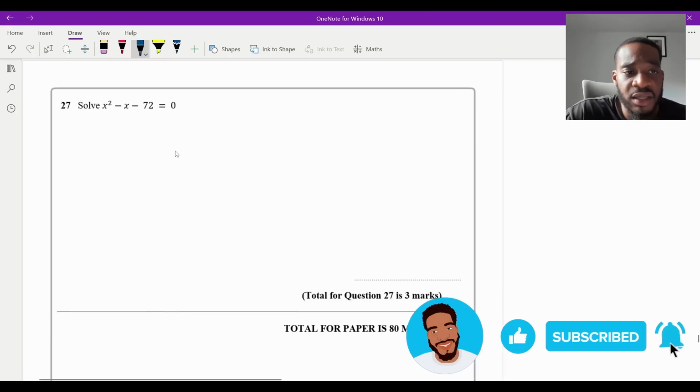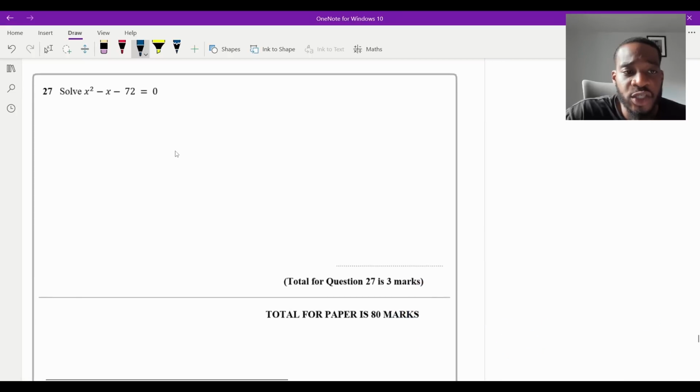Now, question 27, the last question of the paper, right? It says solve x squared minus x minus 72 is equal to 0 for 3 marks. Okay, so how do we do this? We're solving an equation. That's the first thing. Now, whenever you're solving an equation, guys, you should always ask yourself, what type of equation am I solving? Because different types of equations require different methods of solving, right? So what type of equation do we have here?